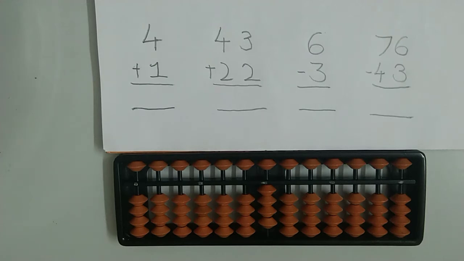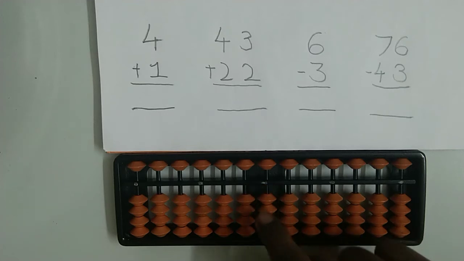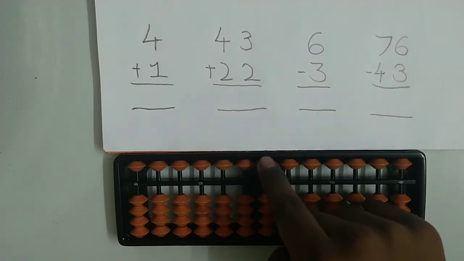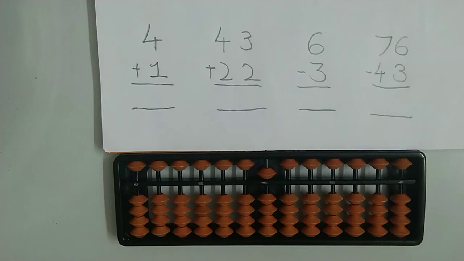We know that the formula for addition is minus friend plus boss. So 4 is the friend of 1. So we have to subtract 4 and add the boss, which is 5 in small friend. Now we get the answer as 5.